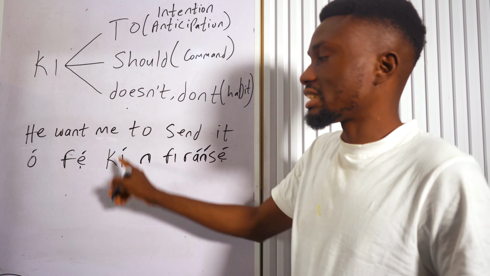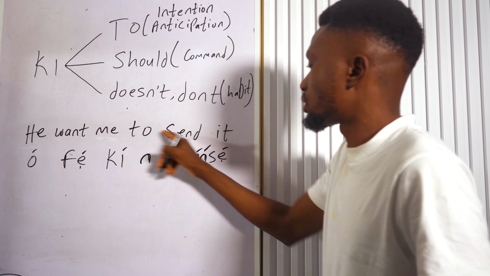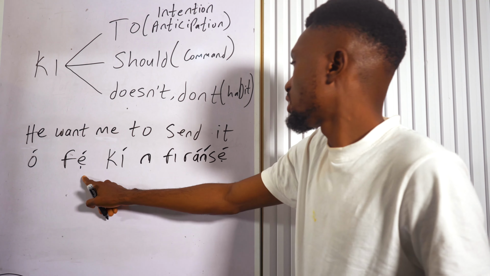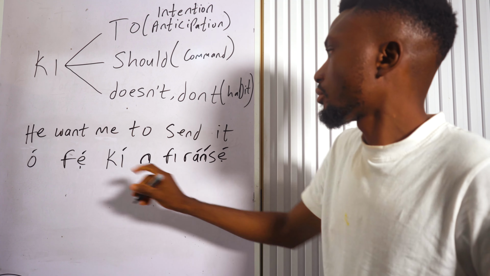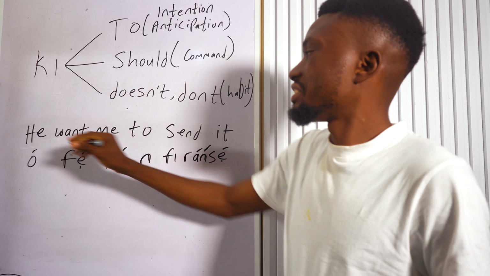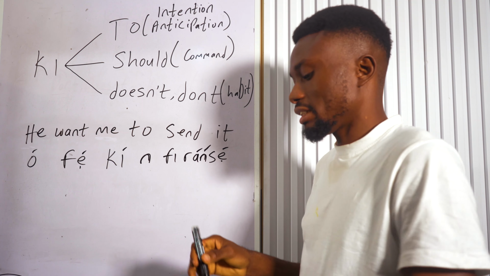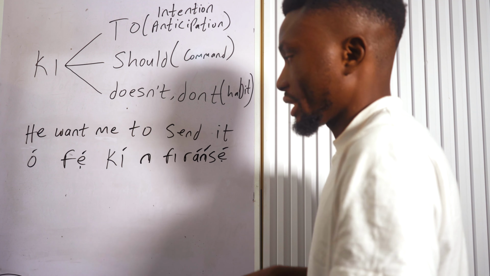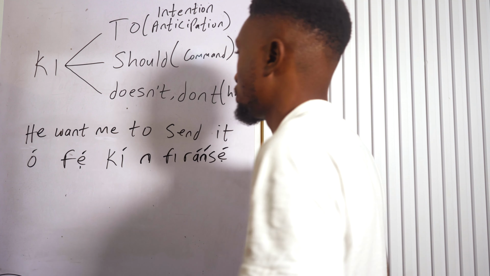That's why it is kí. But if he wants to send it, that will just be ó fẹ́ fi ránṣẹ́. He wants to send it, ó fẹ́ fi ránṣẹ́. But if he wants me to send it, ó fẹ́ kí n fi ránṣẹ́. So you can see that. So let me give another example.